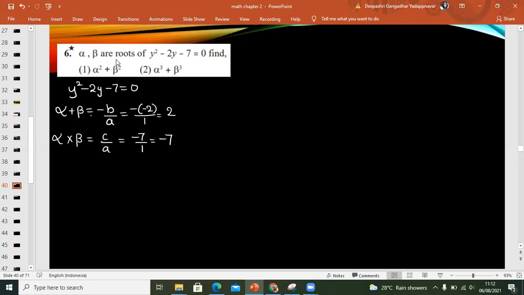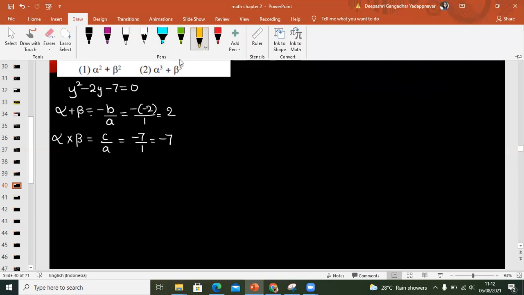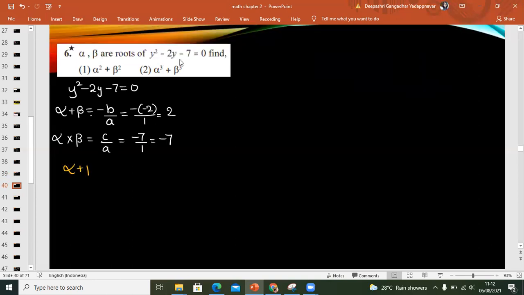Okay, so according to this, alpha plus beta, I have got 2. This is the solution I have got from this calculation. And alpha multiply beta, I have got negative 7. I will be using this as a hint, or this is helpful for me to solve question 1 and question 2 here. Let's solve that.